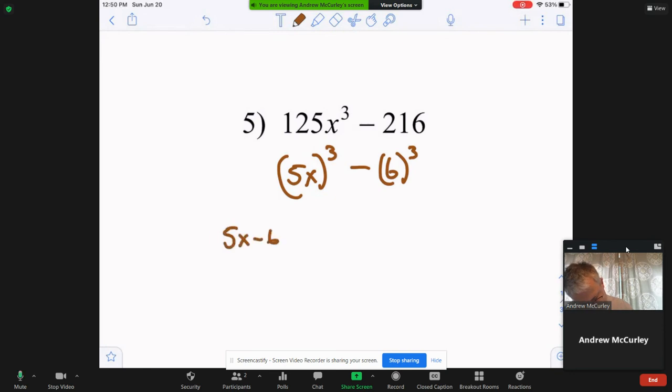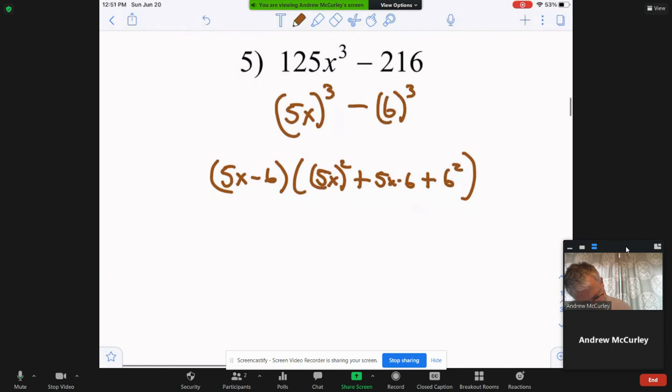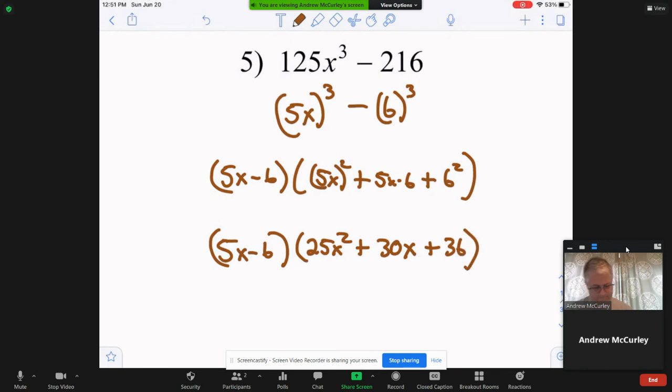All right. So 5x minus 6, same sign. It's going to be 5x, we're going to square that. Plus now 5x times 6. Always positive, 6 squared. So final answer, 5x minus 6 times 25x squared plus 30x plus 36.